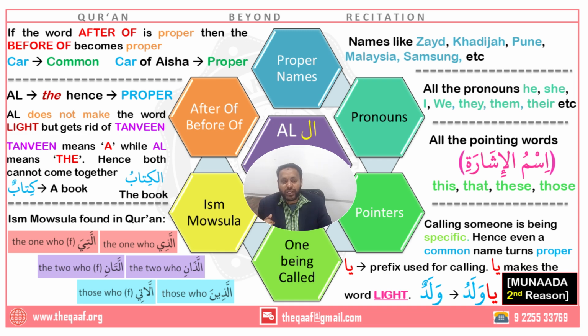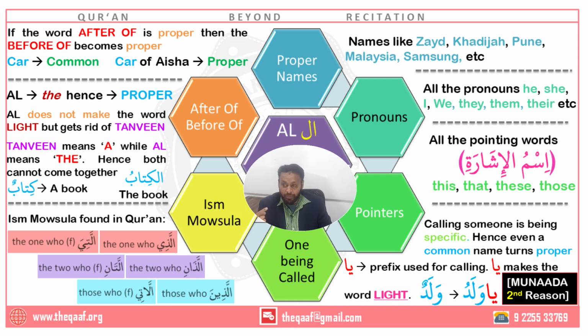Now ya also does one more thing, it makes the word light. Ya makes the word light. So waladun becomes ya waladu. Ya waladun would be wrong. So when I say ya makes the word light, does that raise any flag? Yes. This is the reason number 2 for the word to be light.